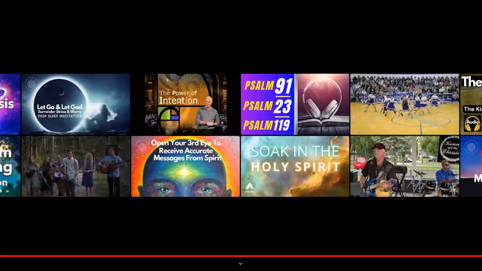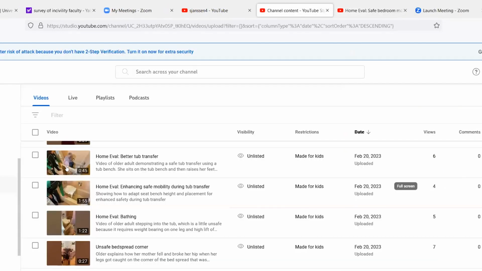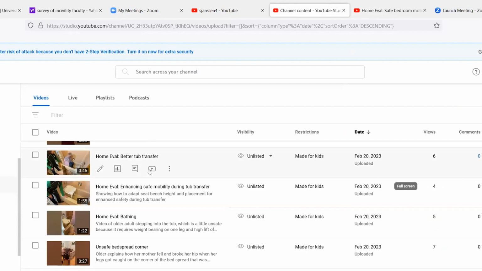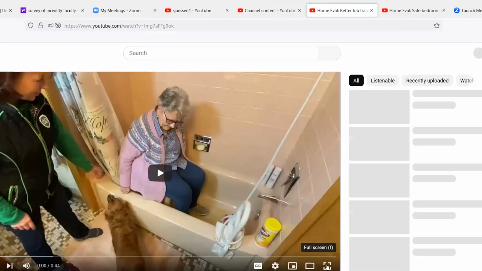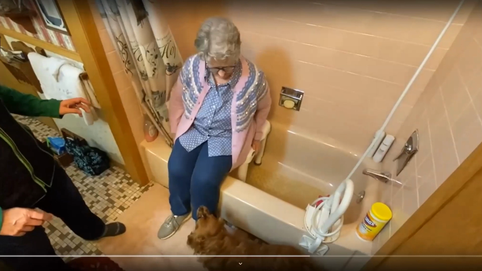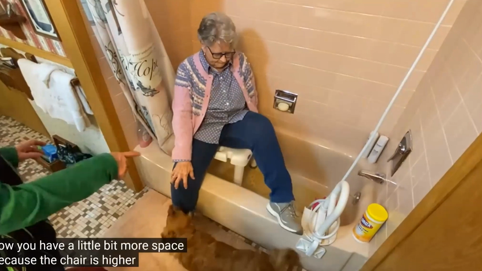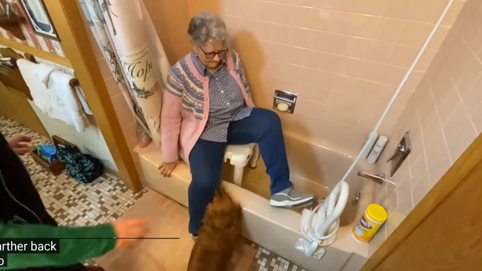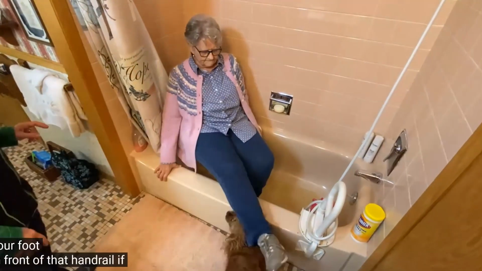Okay, so that's a demonstration of how to do it safely, and then in the next video I'll have her do a return demonstration. So this is really important for interventions. There you go. Now you have a little bit more space because the chair is higher and it's farther back. So you have a little more space to get your foot in front of that handrail.